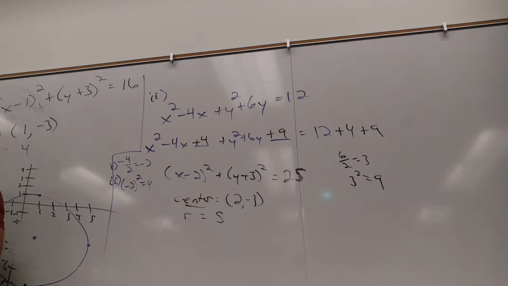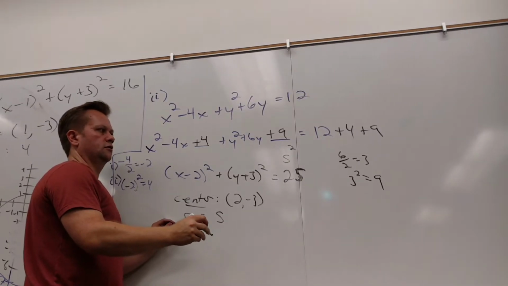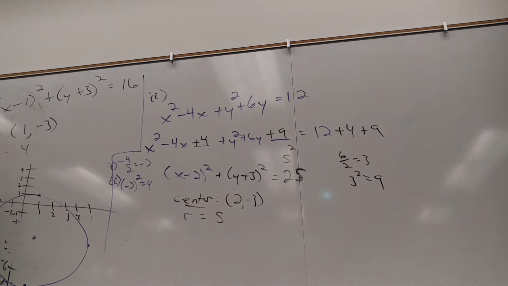In a sense, though, you could just say the square root of 25, and that's the radius. So when you said you're going to take the square root, to find the radius, you take the square root. If I made everything in the same format, this would be 5 squared. So that's why it's 5.